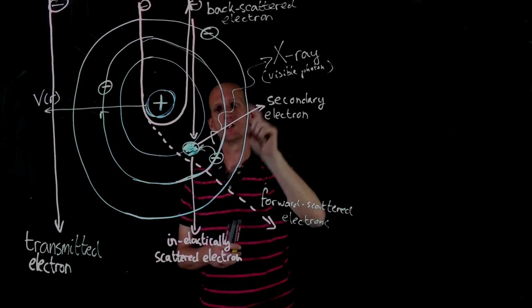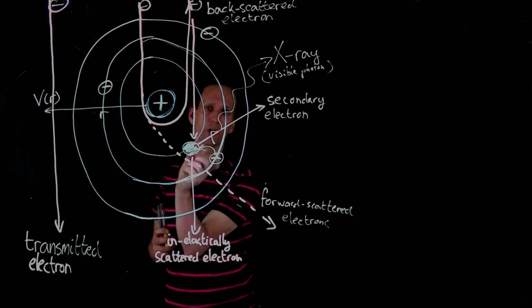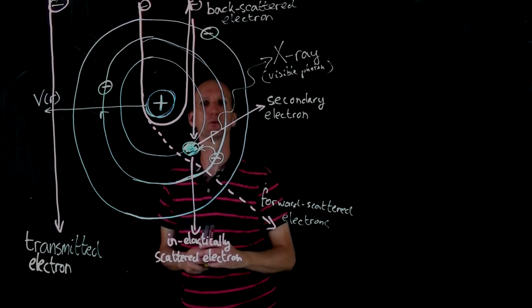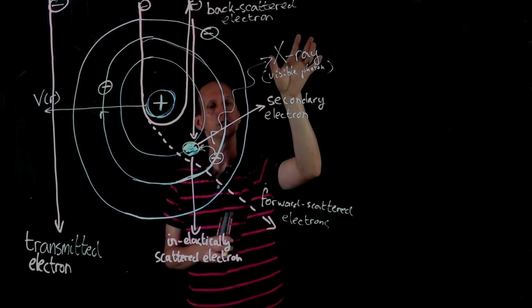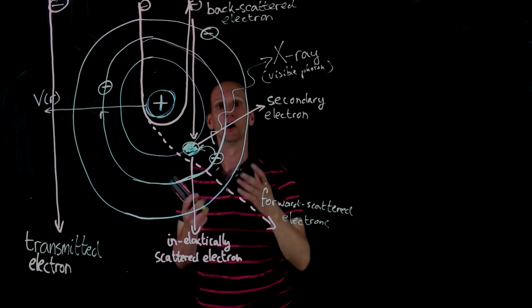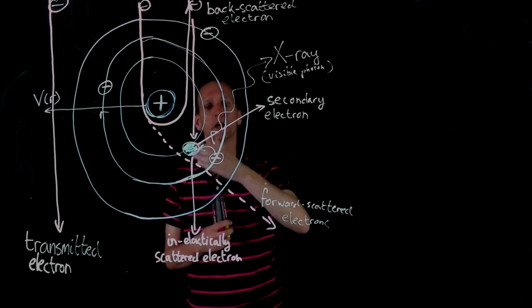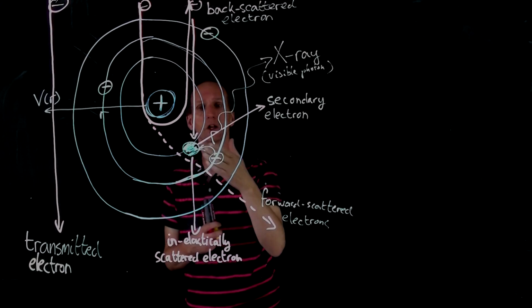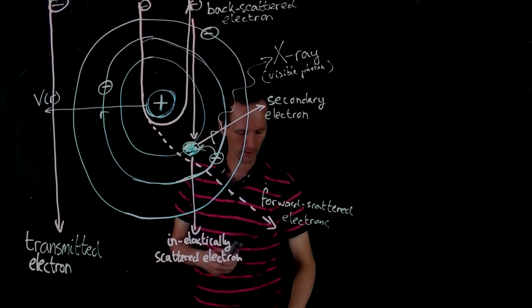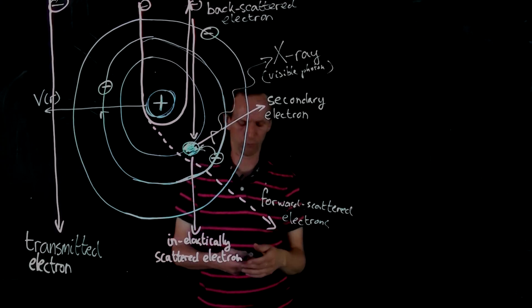And as these X-rays are characteristic for the energy separation between these two orbitals, they're also characteristic for the type of atoms we have in the material. So these X-rays may also constitute a form of signal in scanning electron microscopy, also in transmission electron microscopy, that may tell us something about the atomic composition of the material. Now let's look at what that means.